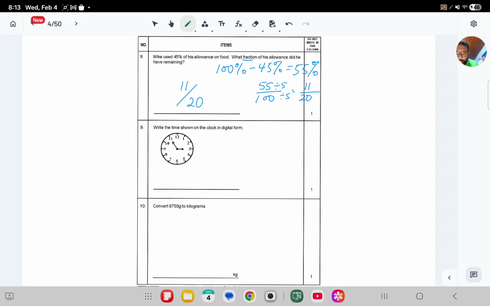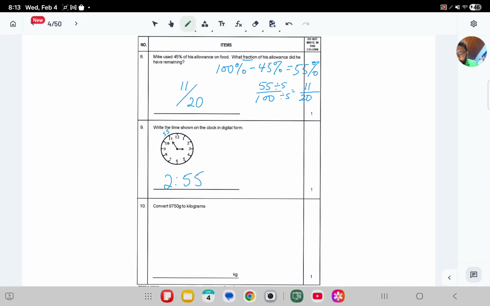Number 9, write the time shown on the clock in digital form. So the minute hand is by the 11, so we know that represents 55 minutes. And this is on the 2 section, all right? And then we know the hour hand is pointing to 3. So therefore we know it would be 2:55, which means it is 5 minutes to 3.